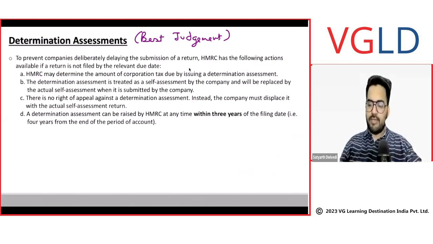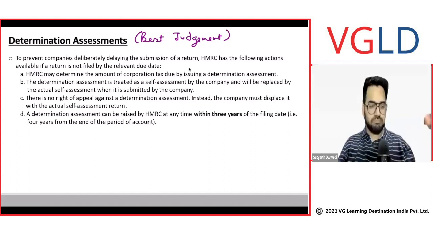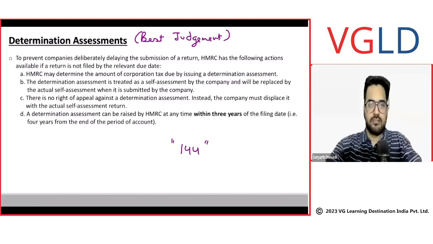Moona, have you studied Indian income tax? So best judgment is 144, if I'm not wrong. Surbhi will be able to tell me. Surbhi, Manan. Is Manan there? No, sir.